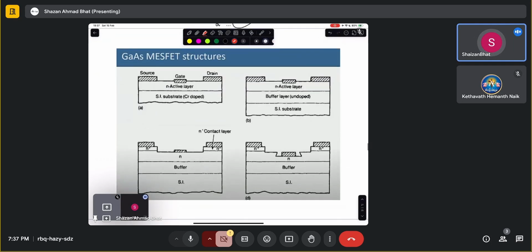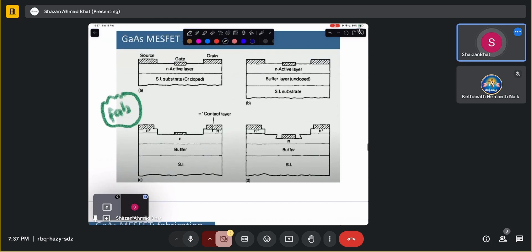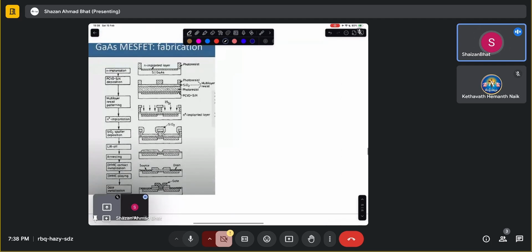Now, if you talk about gallium arsenide MESFET structures, these are related to fabrication. I guess the professor has covered it in detail. So these are related to fabs, how you fabricate these devices. You take initially a substrate, then you deposit another layer, and then you do certain steps which are shown in this picture. Initially starting with a gallium arsenide wafer, then you implant certain layers, then you again deposit certain, I should say, contacts. And there are multiple steps.